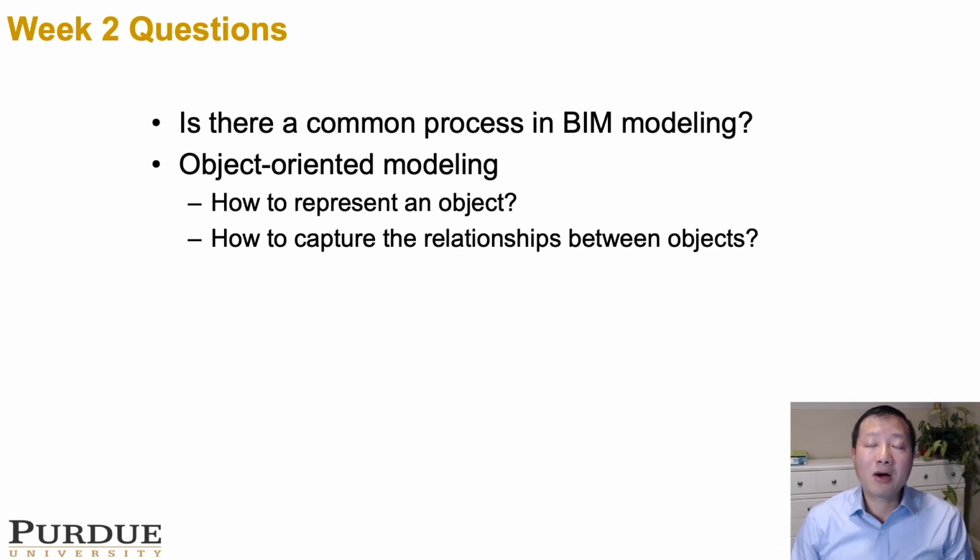So our week 1 contents lead to our week 2 questions. Thinking about BIM as a modeling process, is there a common process that we can follow to make it systematic and consistent? Going towards object-oriented modeling, how do we represent an object? What shall we include in an object model? And how to capture the relationships between or among objects?